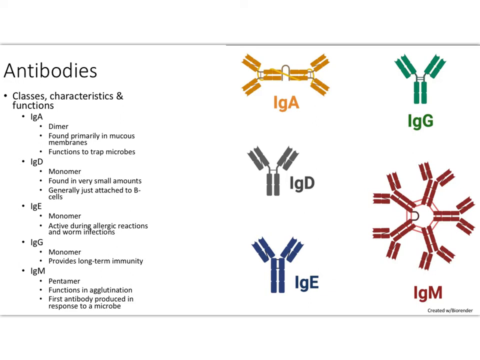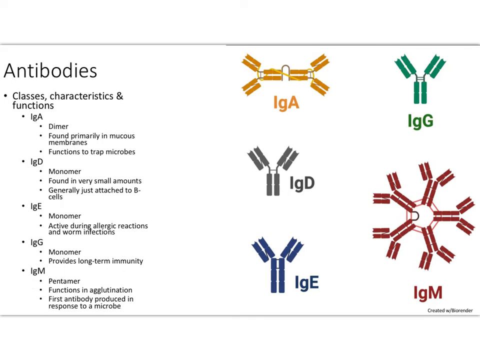So a good example is a measles infection or getting a measles vaccine. You will have IgG to that measles virus for decades, if not the rest of your life. And that IgG will just be circulating throughout your body and helping protect you the next time you come in contact with that measles virus.